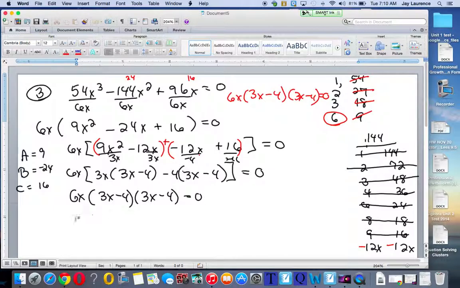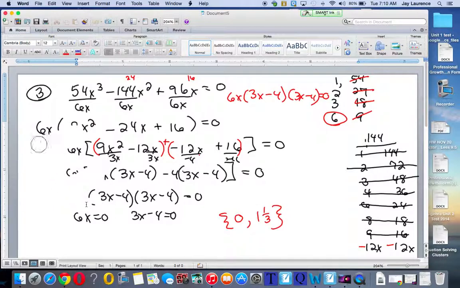Now I have to solve. 6x equals 0. 3x minus 4 equals 0. And I'm not going to waste my time writing down the next equation because it'll be the same exact thing. I'll leave it up to you to solve. I'll tell you should get 0 and 1 1/3. Okay, there you go. All right, one last problem and then we'll call this video.